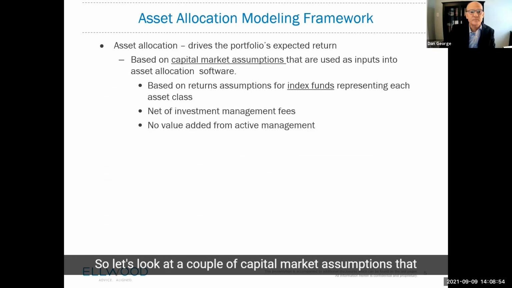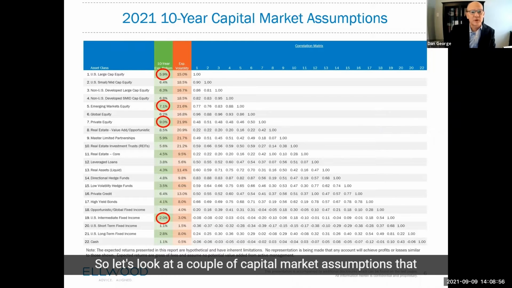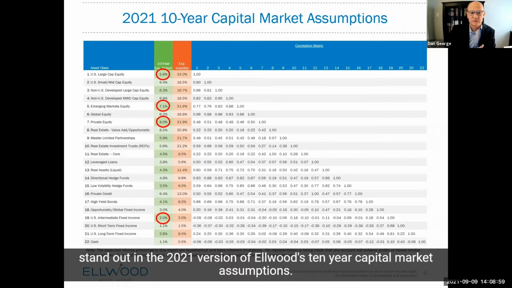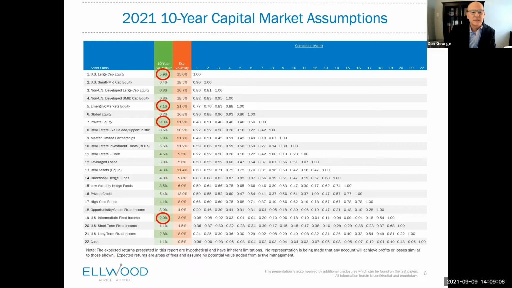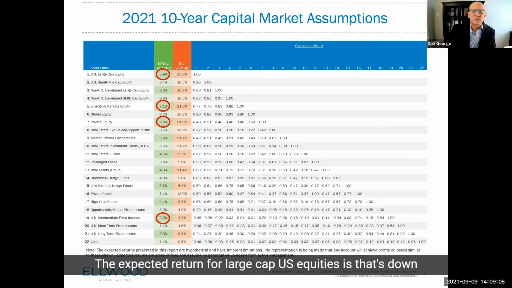If we want to assume alpha or value added from active management, we'll need to add that in on our own. So let's look at a couple of capital market assumptions that stand out in the 2021 version of Elwood's 10-year capital markets assumptions. On the top circle we see on this page, the expected return for large cap US equities is 5.9%. That's down dramatically from what we've seen large cap US equities perform over decades. And it's down because we've been on a bit of a run here over the past 10 plus years, expansionary economy, very strong stock market, which has caused it to get expensive.